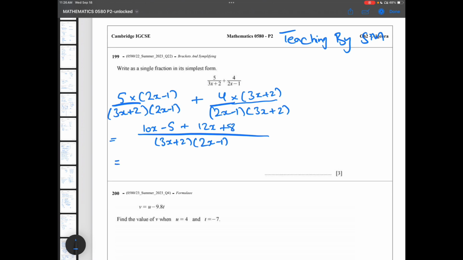Now in the numerator we can see that we can simplify 10x plus 12x. It will be 22x. And minus 5 plus 8 will be plus 3, upon 3x plus 2, 2x minus 1. So this is our required answer. We have converted it into a single fraction, and this is in its simplest form. We cannot simplify it more.